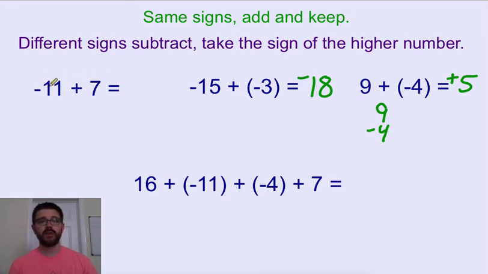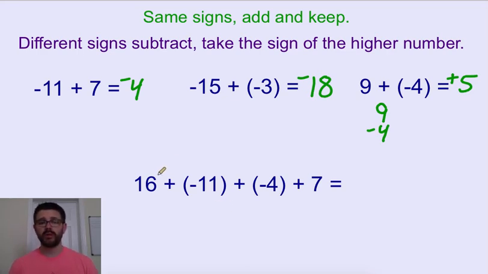Here, -11 plus +7, they have different signs, so I'm going to subtract. 11 minus 7 is 4, and then take the sign of the bigger number. -11 is bigger than 7, 11 of something is bigger than 7 of something, so the negatives are going to win. Down here, when you're solving it with larger numbers, or with more numbers, same rules.